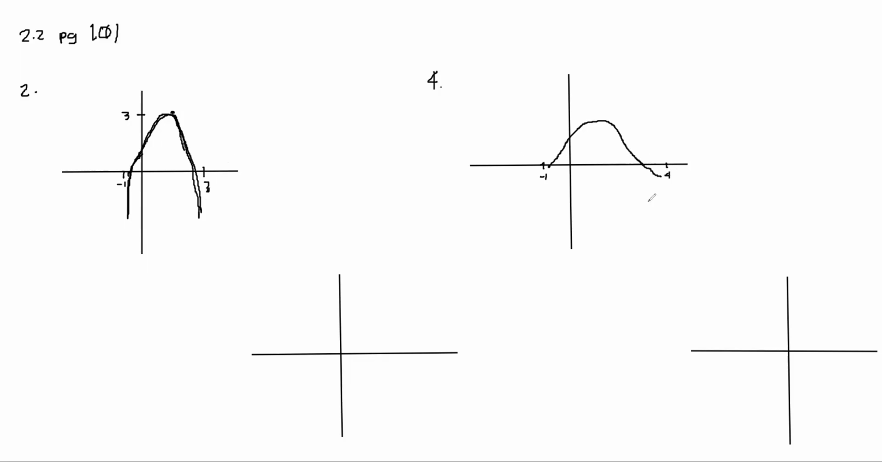This is 4. This is bottom out. This is... nope, it's crossing a little higher than that. Something that looks like this, we'll call this 2, and this will be -2. Okay, so I have something that looks a little bit like this.